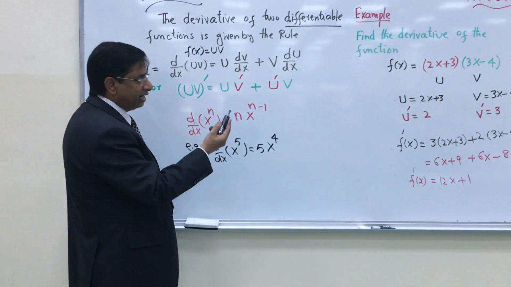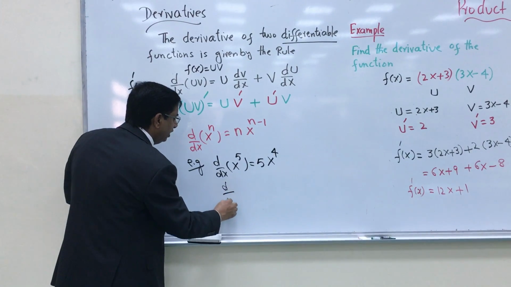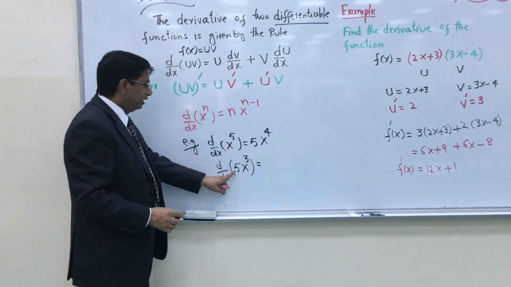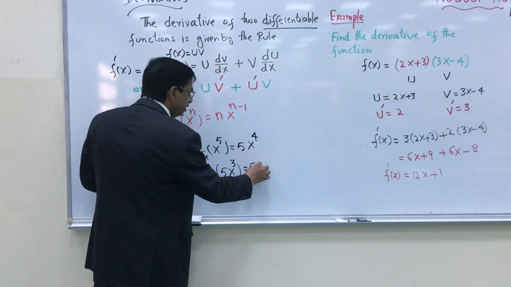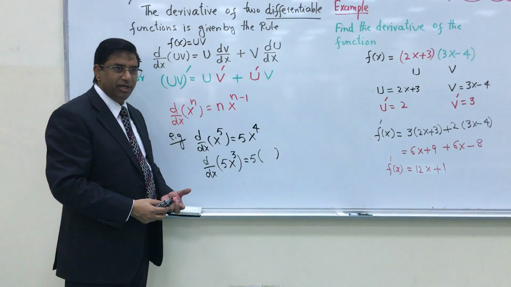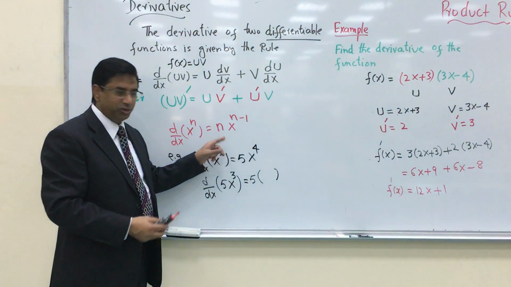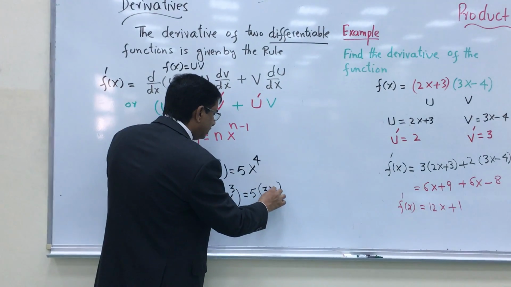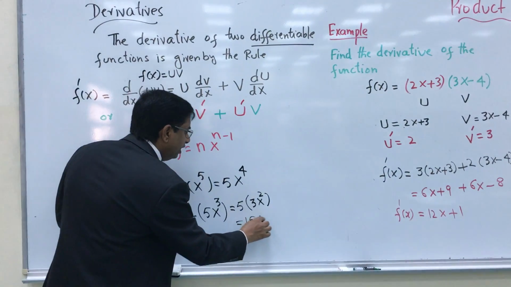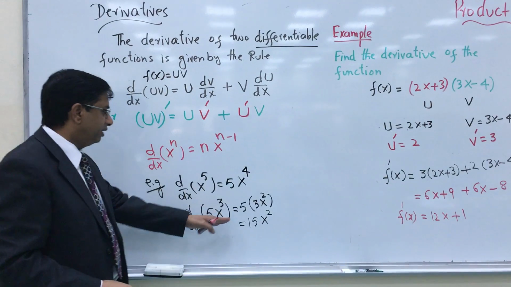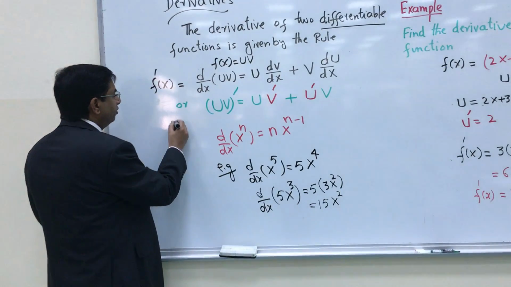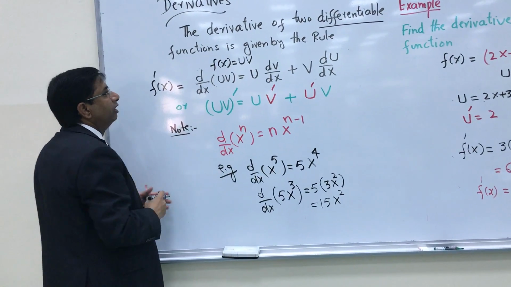One more thing before applying this concept: for example, we have 5x raised to the power 3. Here this 5 we keep as it is, we don't differentiate. We differentiate only x raised to the power 3, which is 3x raised to the power 2. So the final answer is 15x squared. This is the derivative of the function 5x cubed. This is the basic rule you must remember before starting the product rule.